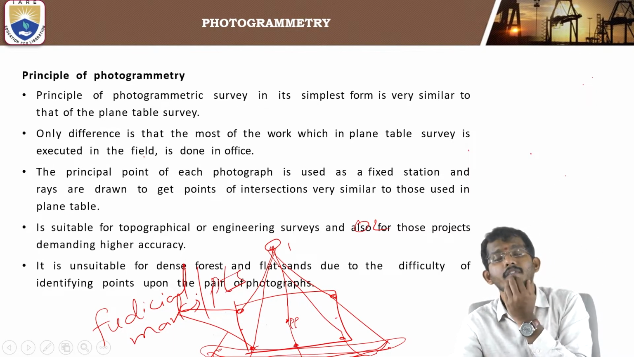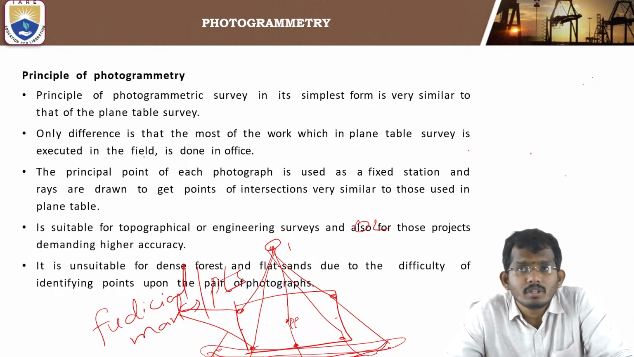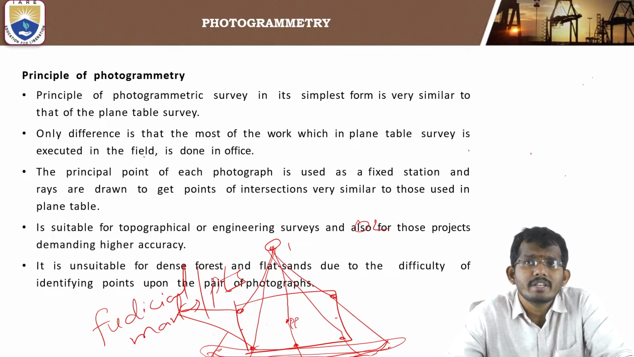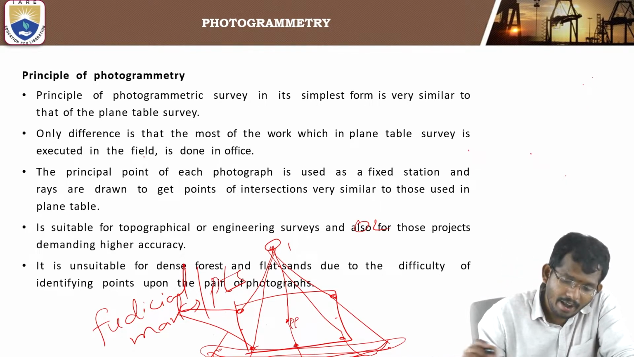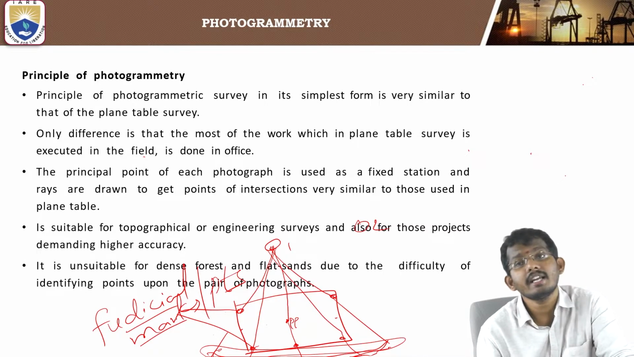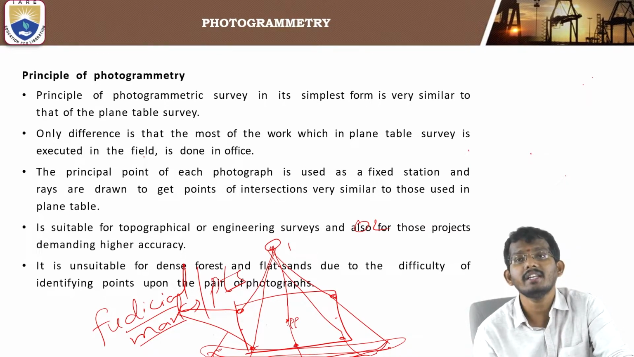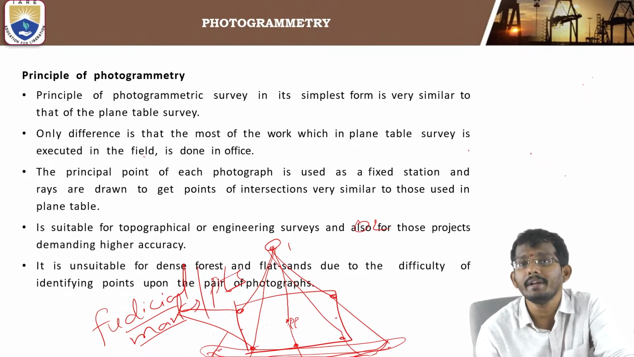The points which are lying on the edges of the photograph are called fiducial marks or fiducial points. The point which lies in the center of the photograph is called the principal point. And these fiducial marks and the principal point are taken as spatial reference points.